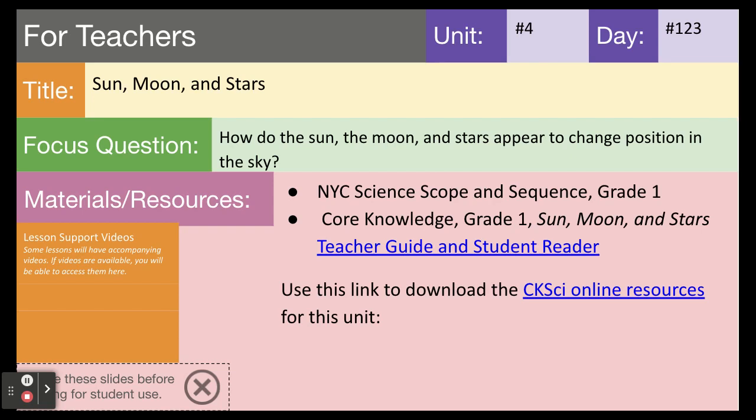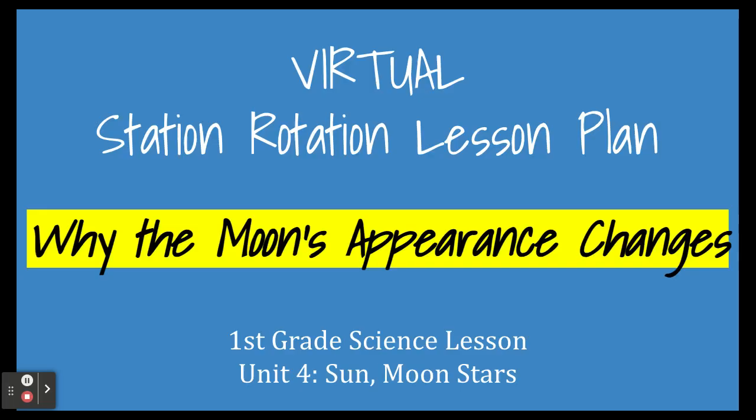Our focus question for this unit is how did the sun, the moon, and stars appear to change position in the sky? One of the 7 models of blended learning that stands out due to its ease of use is station rotation. The Blended Learning Universe website reports that the station rotation model allows students to rotate through stations on a fixed schedule, where at least one of the stations is an online learning station.